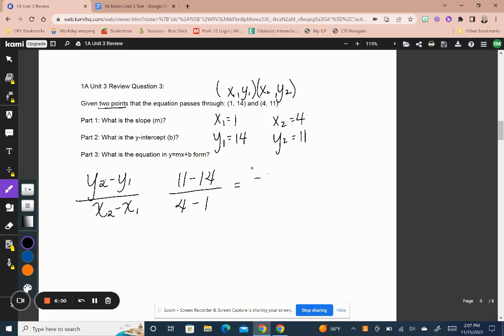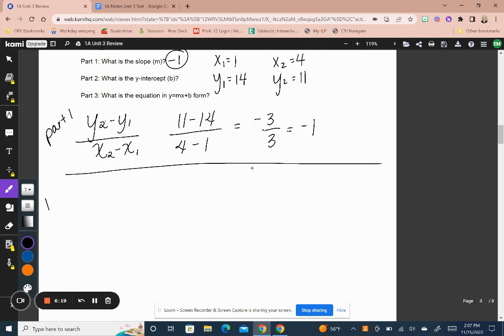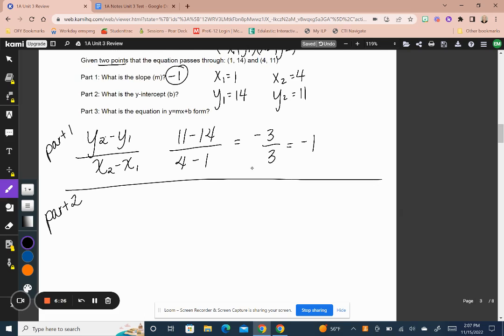11 minus 14 is a negative 3. 4 minus 1 is a positive 3. This reduces to negative 1. So my slope is negative 1. Okay, so now I need to find my y-intercept b. So now I'm going to go to part 2. And I'm going to put my slope, m is equal to negative 1.